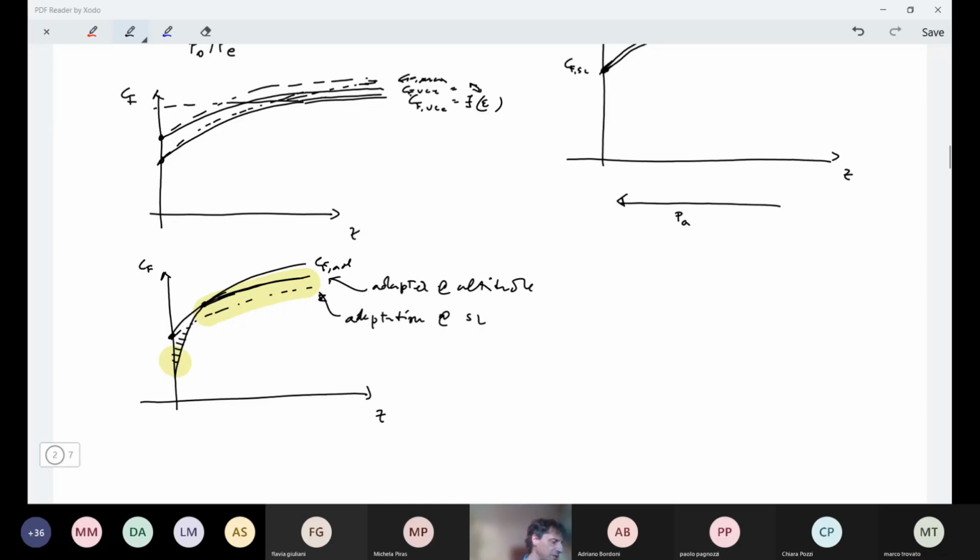And we are always talking about something related to the fact that P0 is constant. That's a typical operation, and that will be what we will consider in most of our analysis.